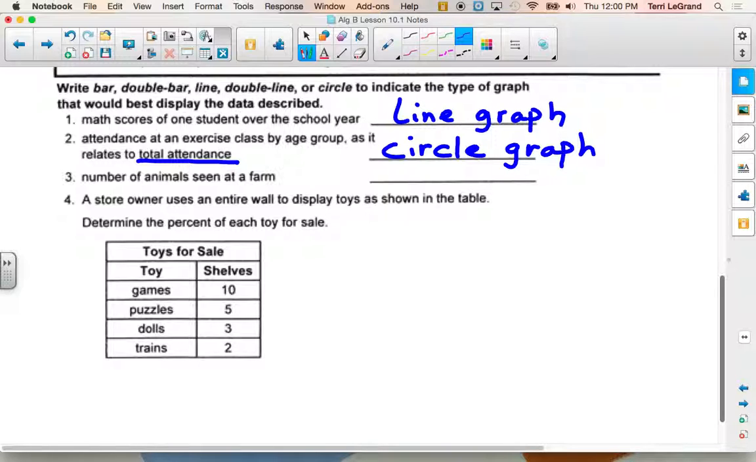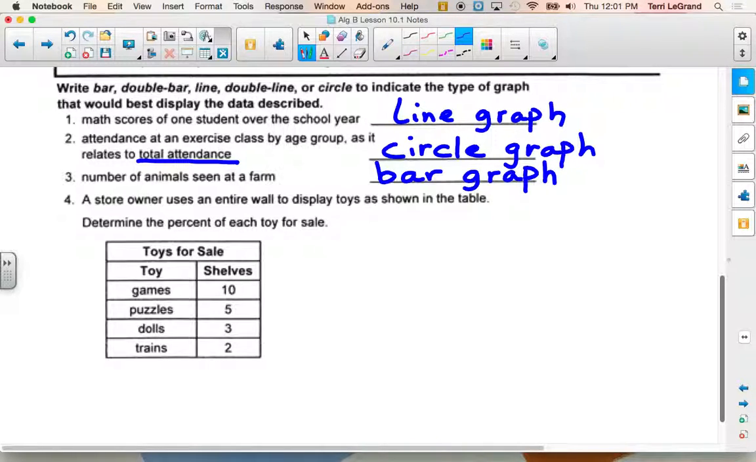Number three, the number of animals seen on a farm. There would be our bar graph. We'd have a bar for the number of cows, a bar for the number of pigs, and a bar for the number of chickens. This one doesn't say anything about comparing it to the whole, so this would be a good one for a bar graph.